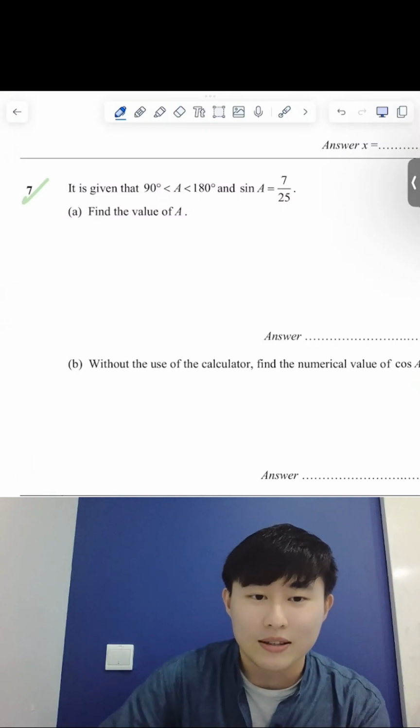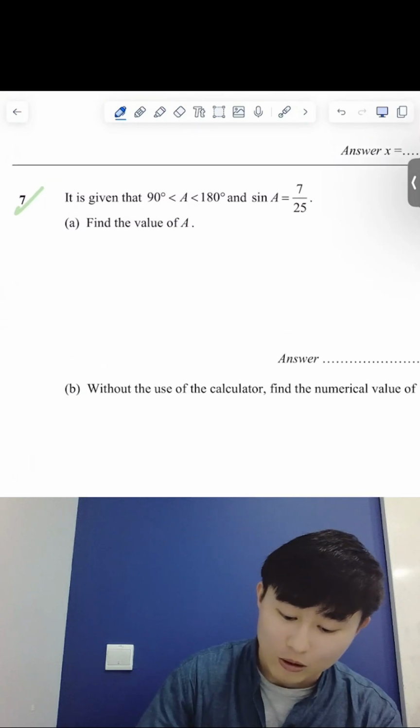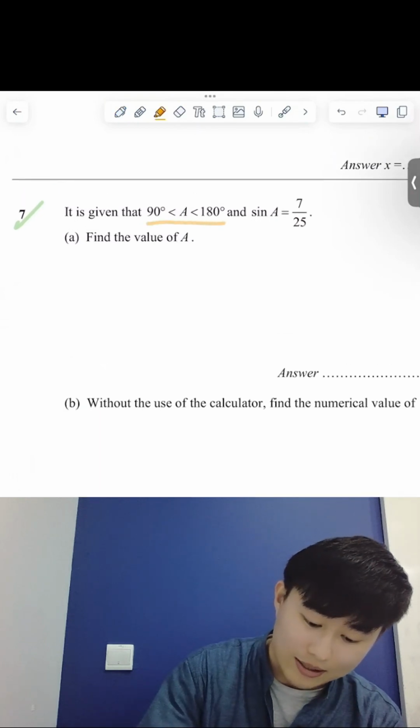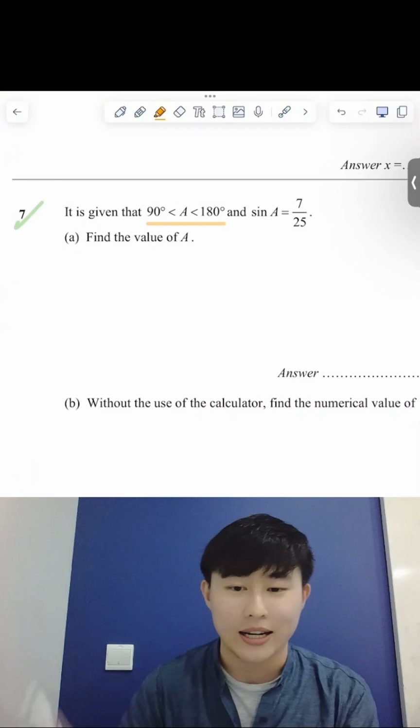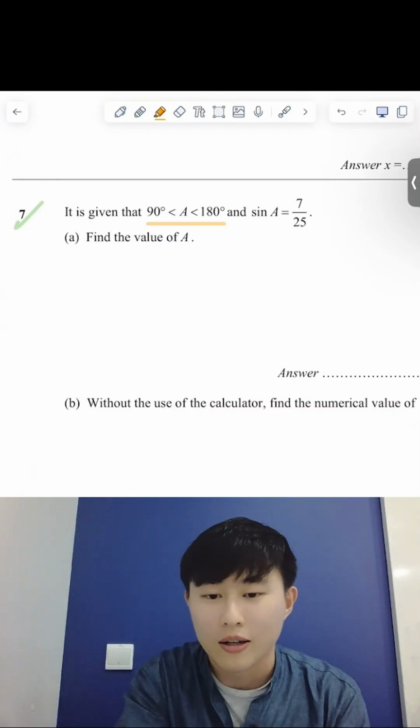Given that A is between 90 and 180, I am looking for a keyword. What does between 90 and 180 sound like to you? There's a keyword that I'm looking for.